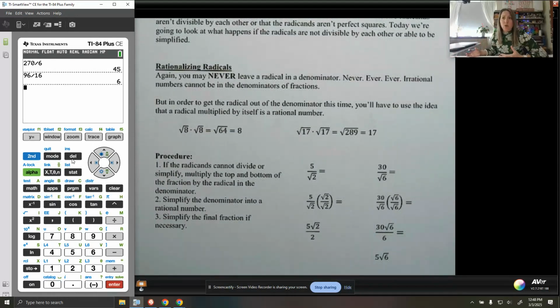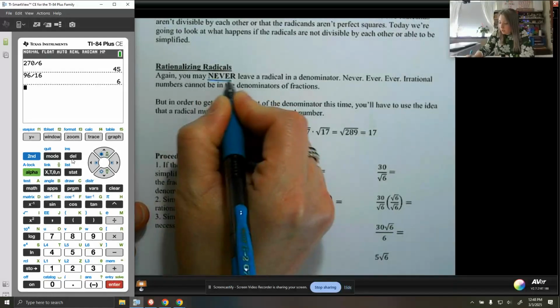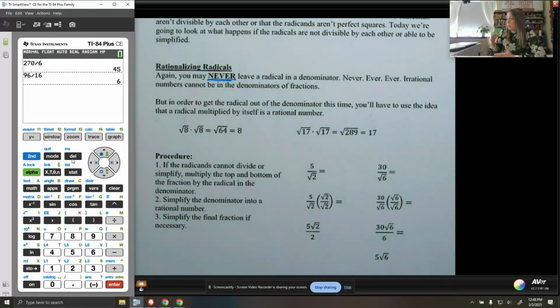So yesterday it all worked out that whatever we had in front of us didn't leave a radical in a denominator because we were taking square roots or our radicands could divide by each other. But you and I both know everything doesn't always work out so smoothly when it comes to math. So what if I'm stuck with a radical in a denominator that's not going to divide out in the numerator, and it's not a perfect square? Well, I have this little trick to make it a perfect square under my radical. And that is any radical times itself ends up giving me a perfect square radicand.